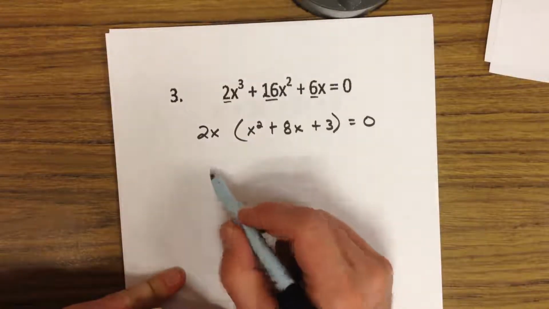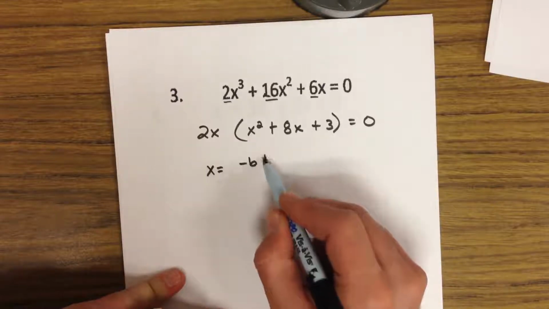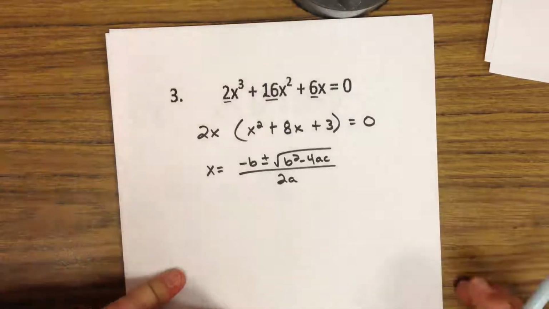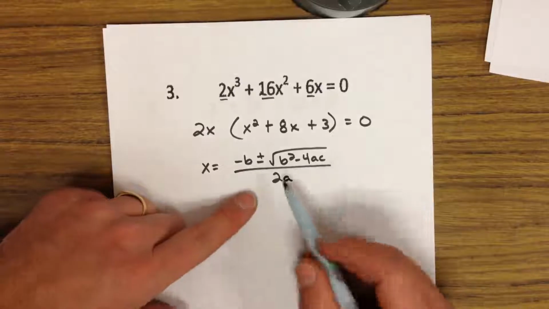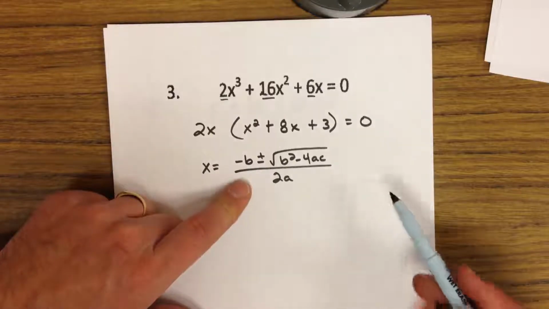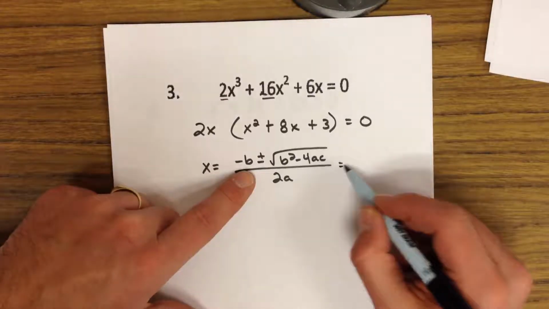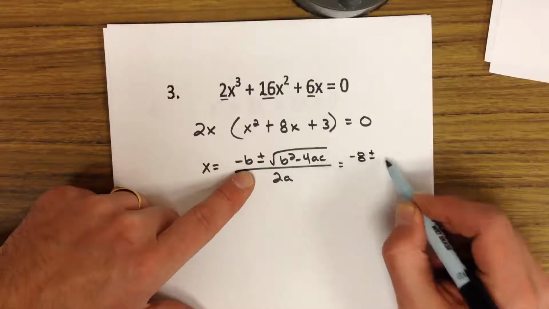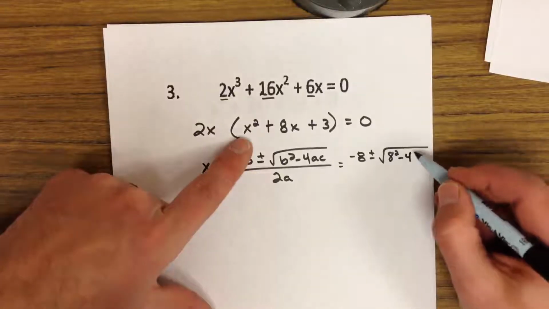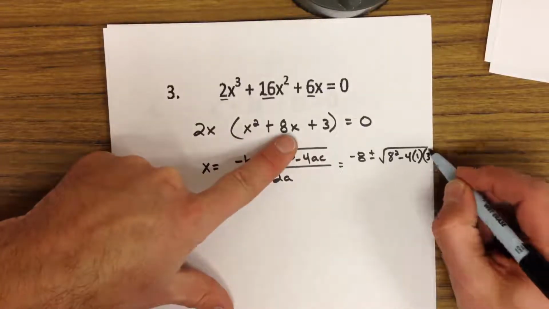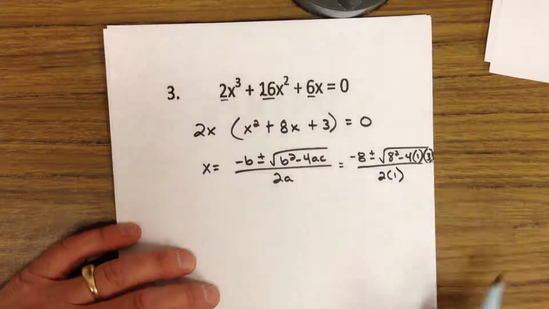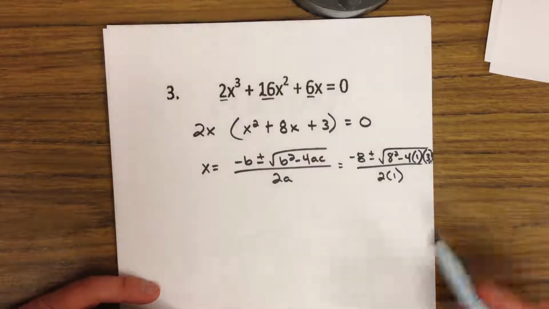So I have to resort to the quadratic formula, which is negative b plus or minus the square root of b squared minus 4ac over 2a. So you have to do this correctly. I think some of us don't know this by heart, and we leave parts out. All right, so negative b is negative 8 plus or minus the square root of b squared. So that's 8 squared minus 4. A is 1, c is 3. Over 2 times 1.